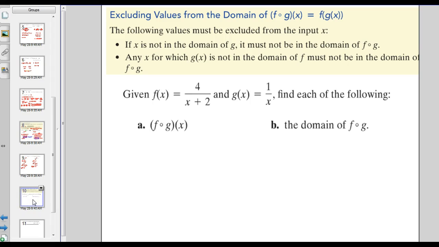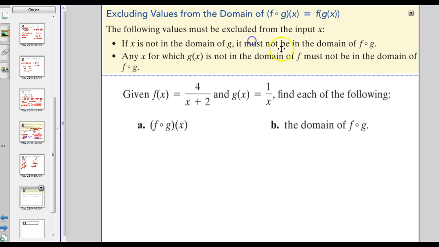Alright, now, coming up with the domain when we do this. So if x is not in the domain of g, it can't be in the domain of the composition. That's what this first line is saying. So we always include the restrictions for g. And then in addition to that, if we get a new restriction once we do the composition and simplify it, then we have to exclude that as well.